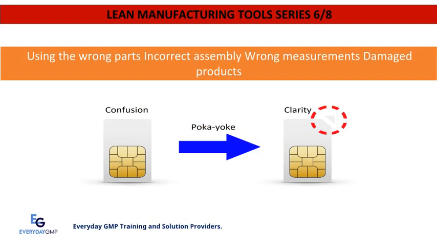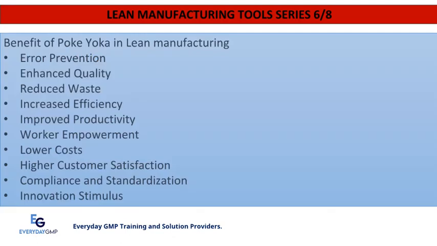An example is the cut corner on a mobile phone SIM card, so the card can only be inserted the correct way. Benefits of Poka Yoke in lean manufacturing: error prevention, enhanced quality, reduced waste, increased efficiency, improved productivity, worker empowerment, lower costs, higher customer satisfaction, compliance and standardization, innovation stimulus.